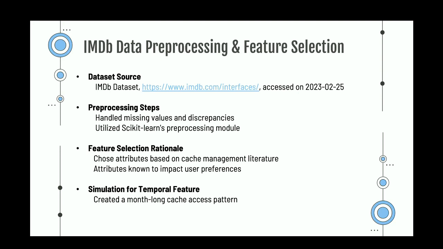After that, we wanted to utilize the given features within the dataset to create some cache accesses, because cache accesses are in general impacted by some features, and we wanted to use features, for example, genre, ratings, and so on. And also we wanted to add a temporal feature, so that the given cache will change with the given time or a given number of days.